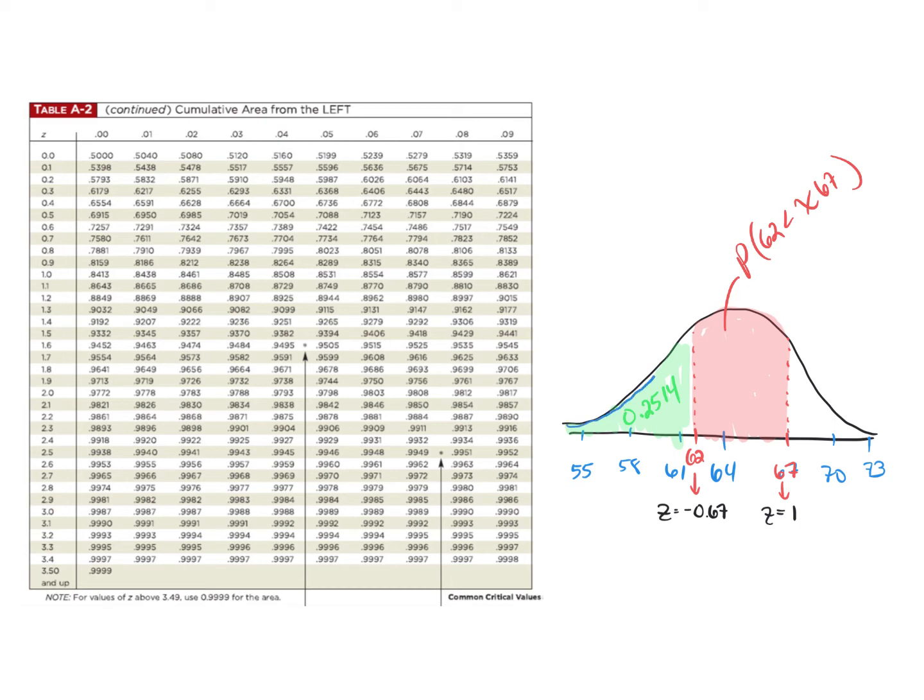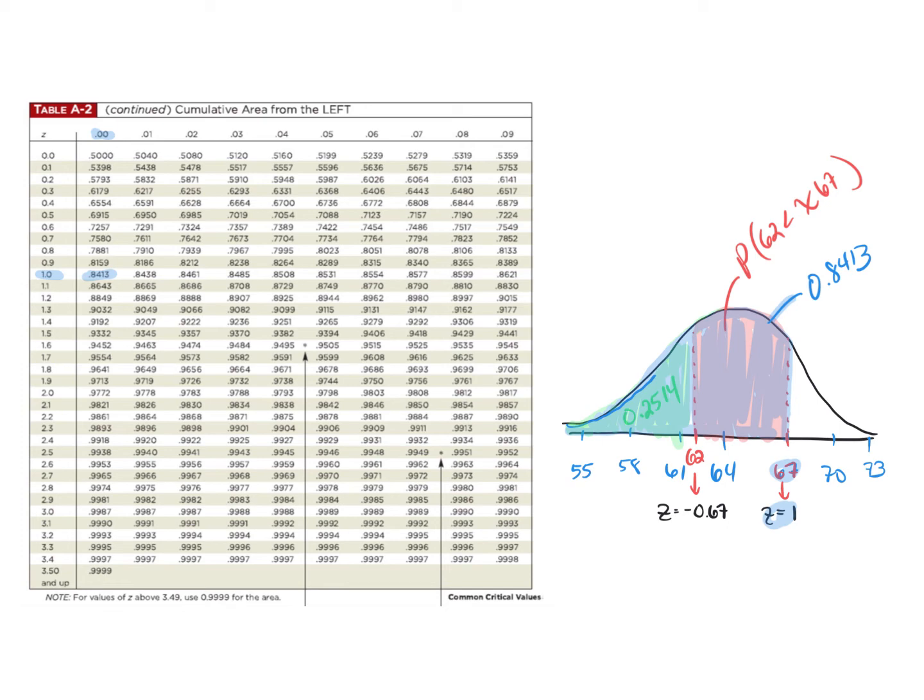If we take a look at a height of 67 that has a z-score of 1, the area, when we go to the z-table, is going to be given to us as the entire area that's shaded in blue. So let's go to the table and look for a z-score of 1. That's going to be this row here, 1.0, in the first column. So that has a corresponding area, in blue here, of 0.8413.